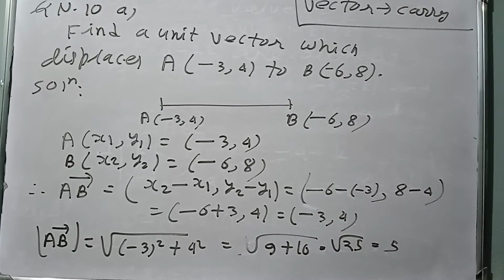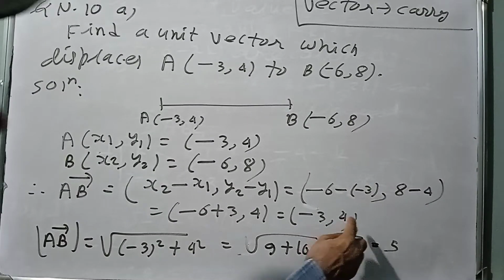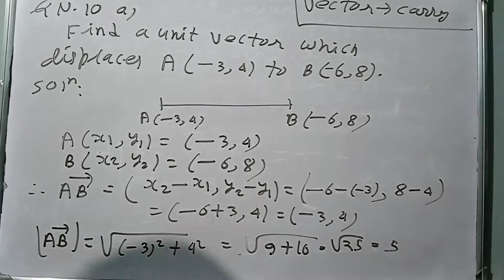What is the unit vector? Now I am going to write down the unit vector. To find the direction, y component by x component. What is the unit vector? AB equals minus 3, 4 and modulus AB equals 5.